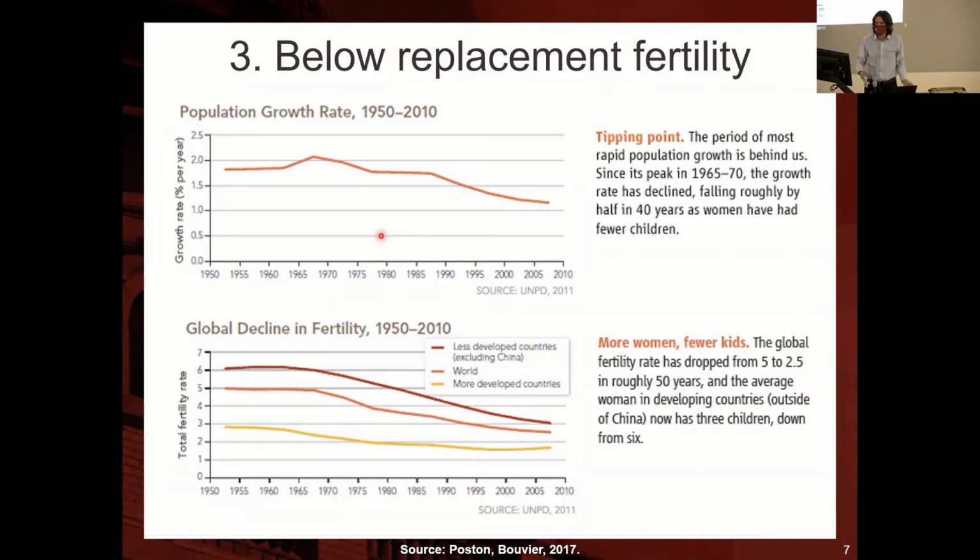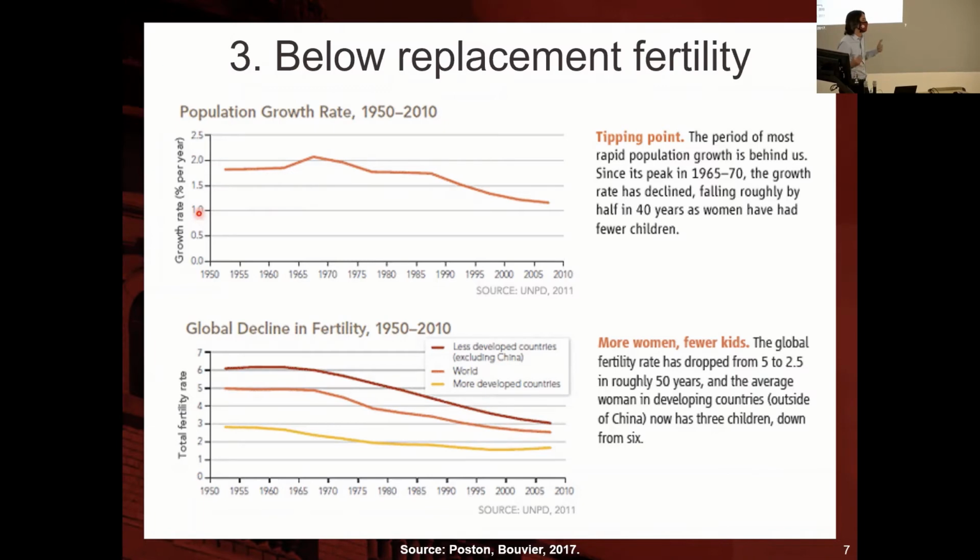And here we have the total. This is actually the population growth rate between 1950 and 2010. It increased up to the end of the 60s and beginning of the 70s, and it started to decline again. So the period of most rapid population growth is behind us. Since its peak, the growth rate has declined, falling roughly by half in 40 years as women have had fewer children. So it was around 2% growth rate, and now we are almost at 1%, right?